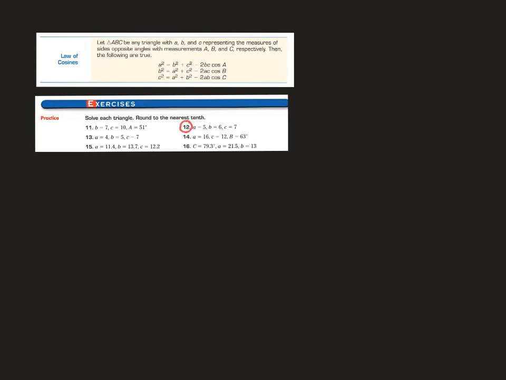In problem number 12, again, we're trying to solve the triangle. And again, I'm going to start with a picture and see if the law of cosines does apply here. Remember, we're doing capital A for the angle A, capital B, and capital C for the angles. And then side A, we're given as 5. Side B, we're given as 6. And side C, we're given as 7.